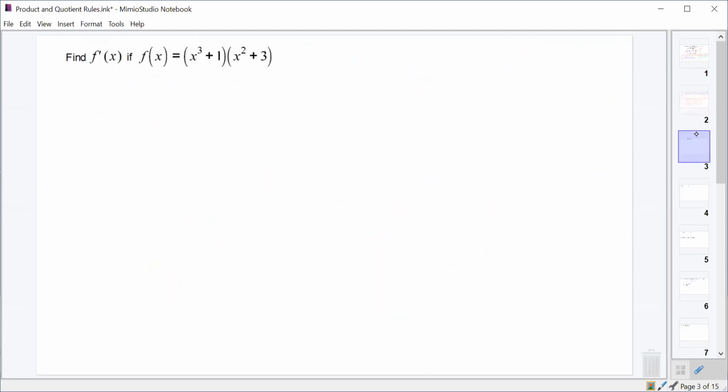All right, so let's see if we can apply this. And we got a pretty easy one here. X cubed plus 1 times x squared plus 3. So we're going to use the product rule, and this is going to be our function u, and this will be our function v. So if we want to find the derivative of u times v, we have to use that rule, which is the derivative ought to be u times the derivative of v. And what's the derivative of v?